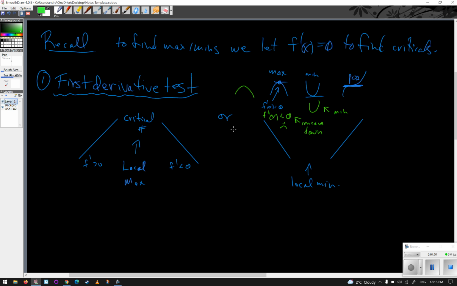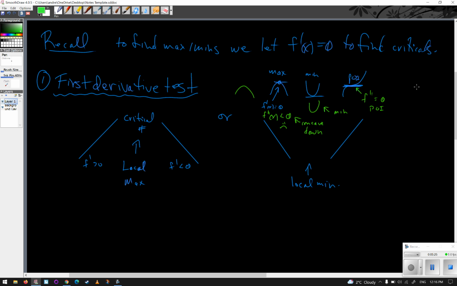So by evaluating the point in our second derivative, we only need to check one spot. We only need to actually check that exact spot. Now, this isn't perfect either, but it is still faster. So if the second derivative is equal to 0, f double prime is equal to 0, it probably is a point of inflection, but not always, right?